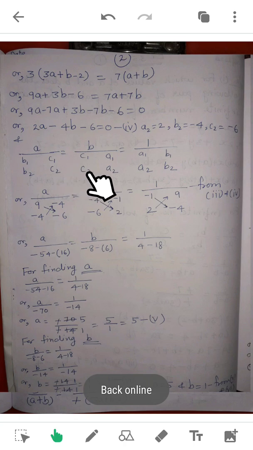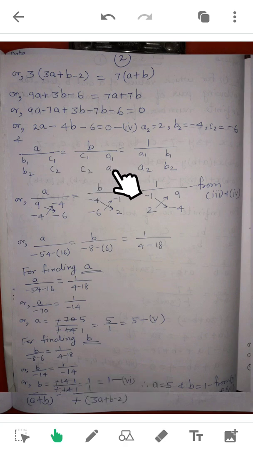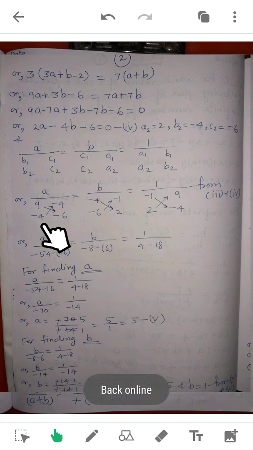There is no change. This c1, c2, you have to write down here. And then here it is 1 upon this a1, a2. Again you have to write the same thing here, a1, a2, and then here it is B1, B2. Now we'll put the values. A, as it is a variable, it will remain the same. Upon, in place of B1, we will write down 9 from equation 3. Then B2, it is minus 4 from equation 4.